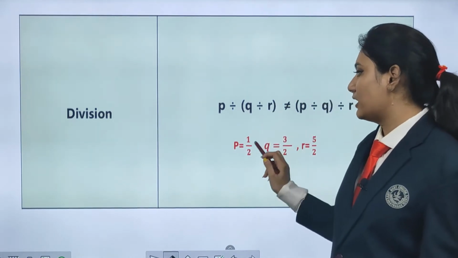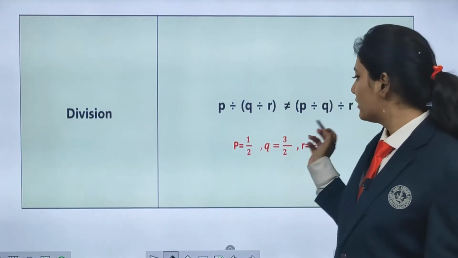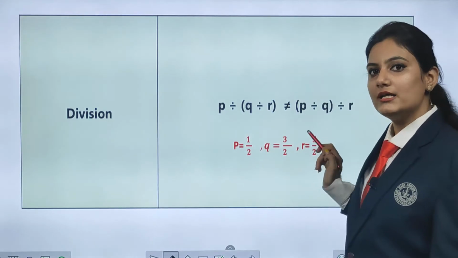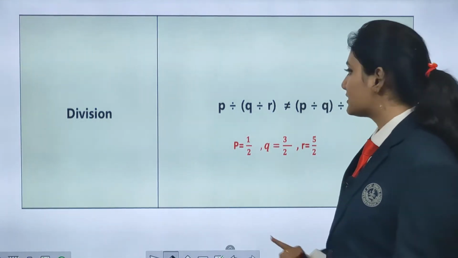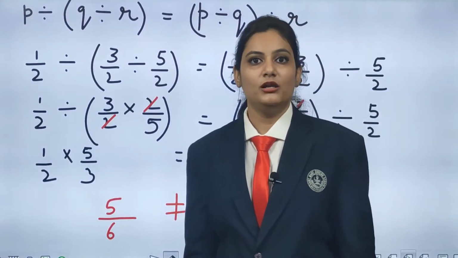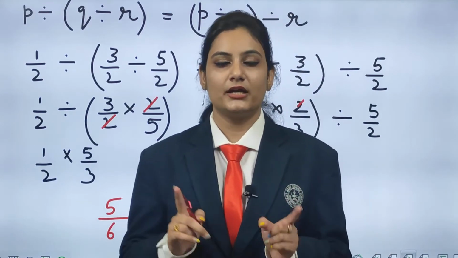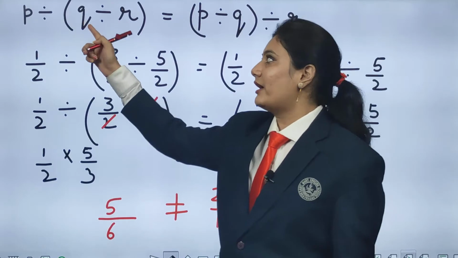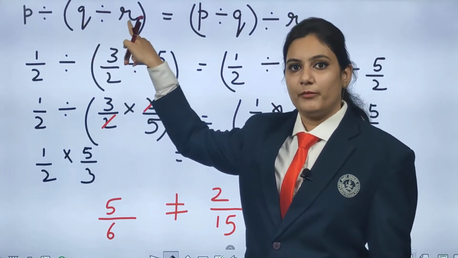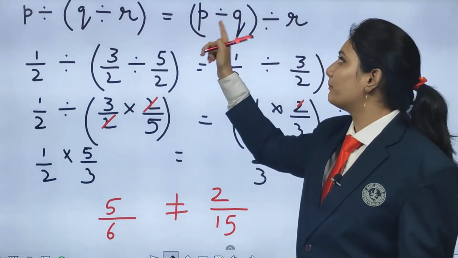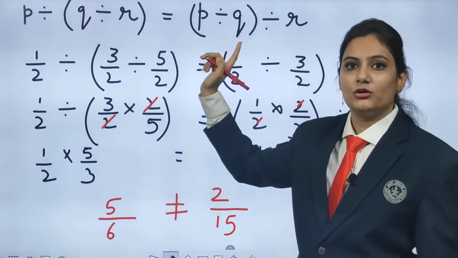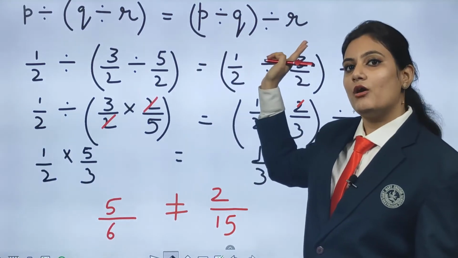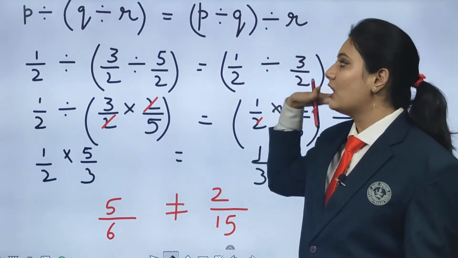Now, here I have taken P as 1 by 2, Q as 3 by 2, R as 5 by 2. Now, we will see whether it is possible that the LHS and RHS are equal or not. P divided by (Q divided by R) equals (P divided by Q) divided by R, where the division by Q and R is inside the bracket on the left, and on the right it is divided by R outside the bracket.